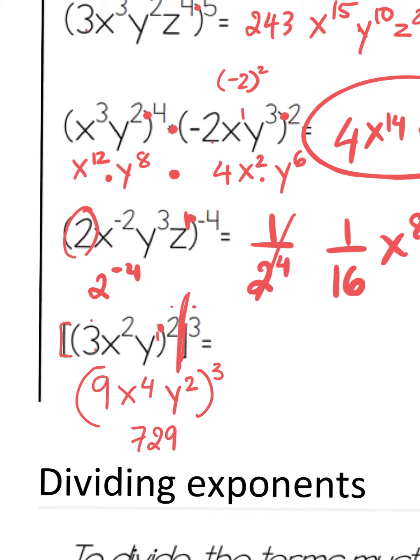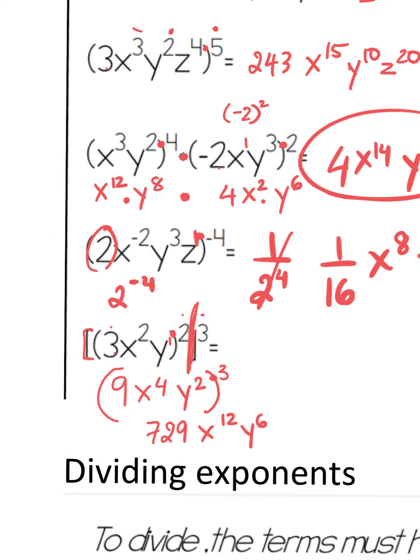X raised to the power of 4 times 3 will be x to the 12. Y, 2 times 3, 6. Okay, so that's your answer. That's positive, so we're good. Another way for you to do it is, since this is power to power, we multiply them first.